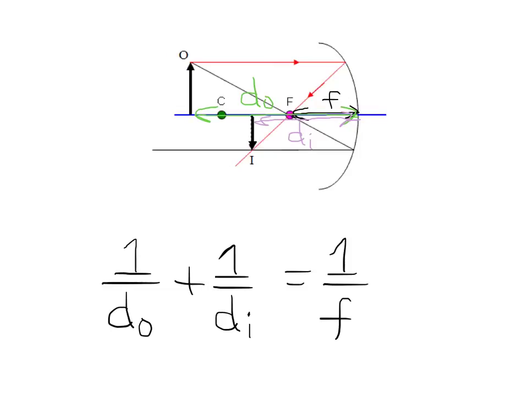Again, this would be proven using the similar triangles proof. Here we'll just say that all the horizontal distances along the principal axis, dO, dI, and f, are all related by their inverses. Happy problem solving.